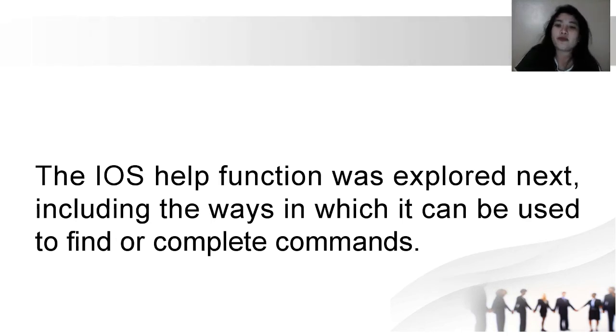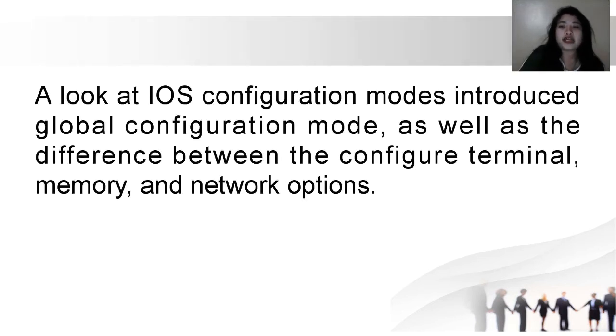Next, the iOS help function was explored, including the ways in which it can be used to find or complete commands. A look at iOS configuration modes introduced global configuration mode, as well as the difference between the configure terminal, memory, and network options. Various levels of global configuration mode were also explored, including those associated with interface, line, and routing protocol configuration. The router prompts associated with each were also explained.